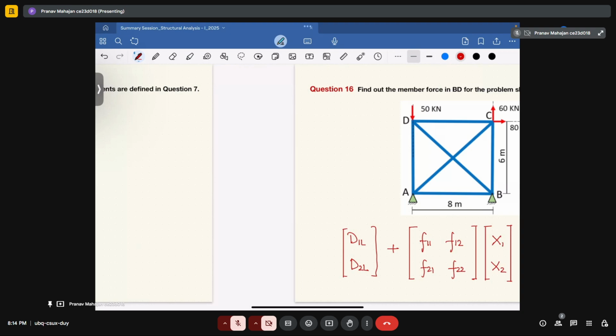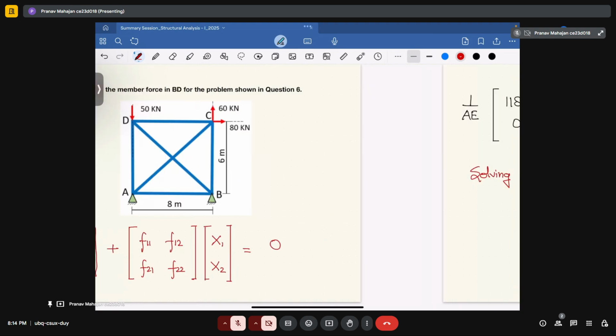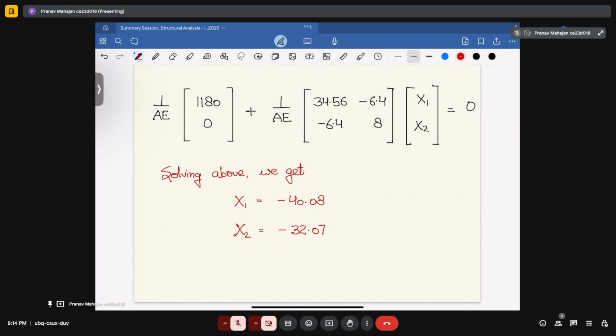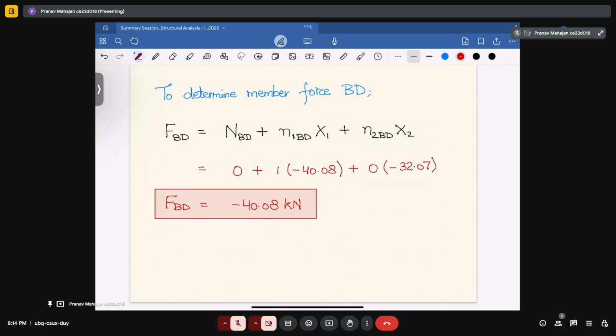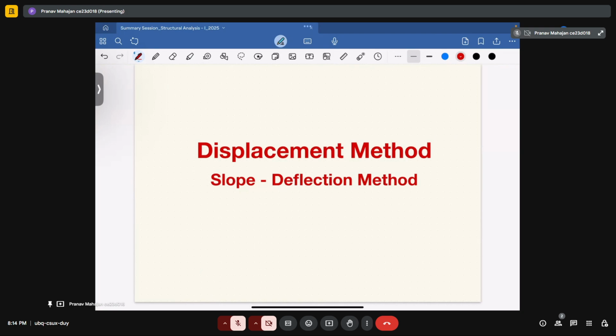Okay. Now, when you substitute all the values into the compatibility equation, you will get the value of the unknowns. Your unknowns in this case are h1 and h2. If you substitute them, you will get the values equal to minus 40.08 and minus 32.07. Now if you are expected to calculate any force, like force BD, you will use the formula for the corresponding member, and then you will get the value of the corresponding force. Okay, this is how we will solve the problems for the trusses.